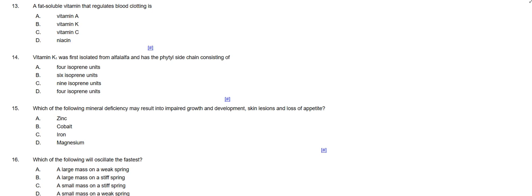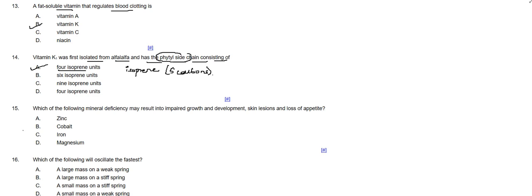Next, number 13, a fat soluble vitamin that regulates blood clotting is... So the vitamin which regulates blood clotting is vitamin K. Now vitamin K was first isolated from alfalfa and has a phytyl side chain consisting of... the phytyl side chain of vitamin K consists of 4 isoprene units. If you remember, I have taught you in secondary metabolites that one isoprene unit consists of 5 carbons. It has 4 isoprene units.